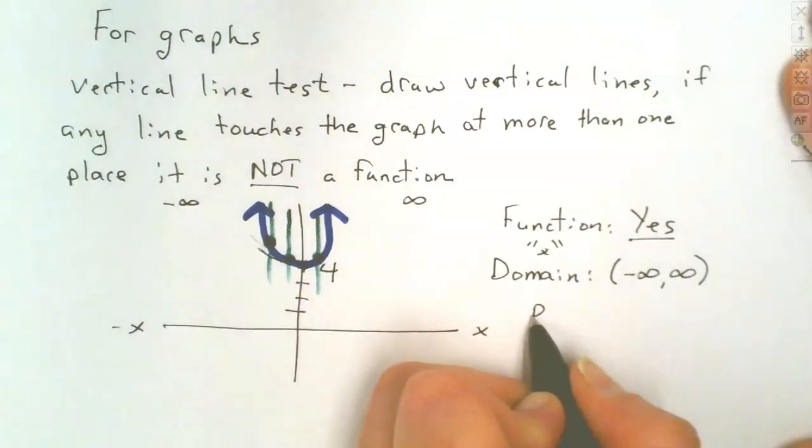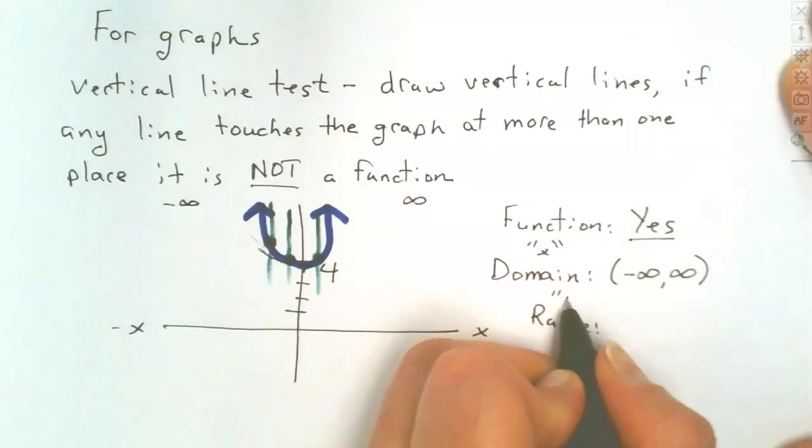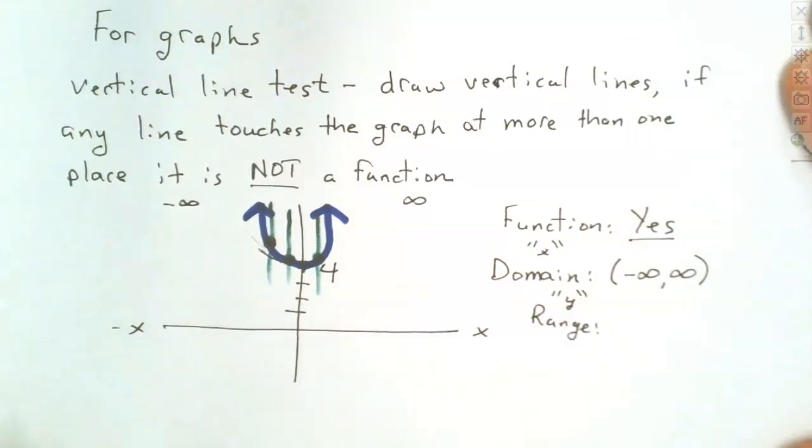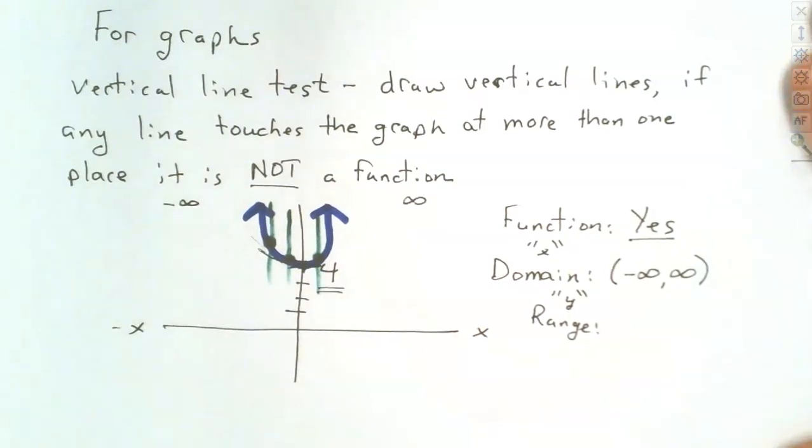Now, what about the range? This is a little bit different. The range is your y values. Where does this graph start at? On the y-axis, it looks like it starts at 4.